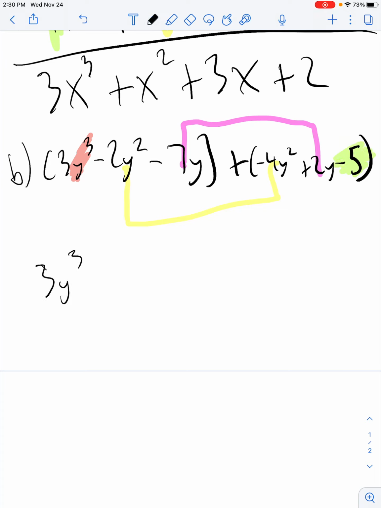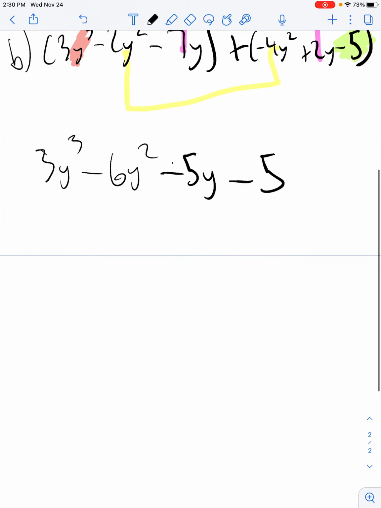So 3y to the third is going to stay the same. Negative 2y squared minus 4y squared is negative 6y squared. Negative 7y plus 2y is negative 5y. And then the negative 5 stays the same.